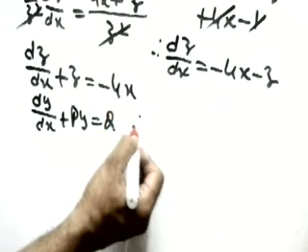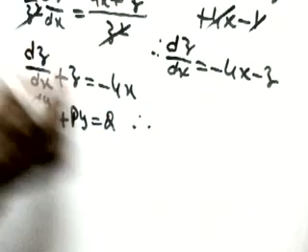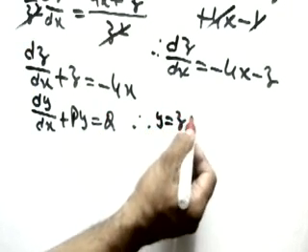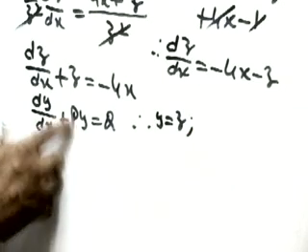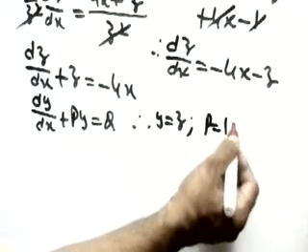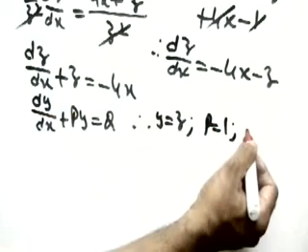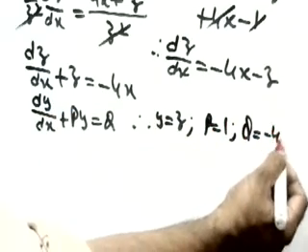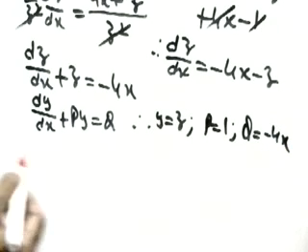dx by dy plus py equals q. Therefore, in place of y, we have z. So in place of p it will be 1, so write p equals 1. Now q is minus 4x, so q equals minus 4x.